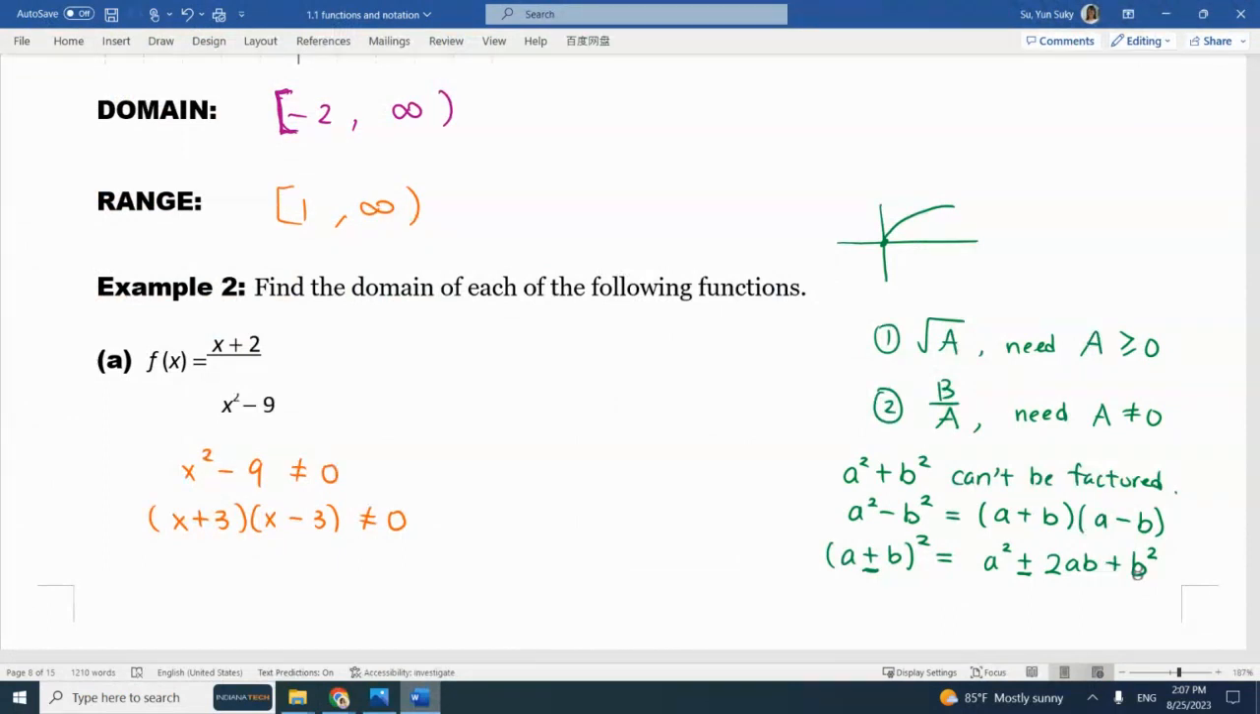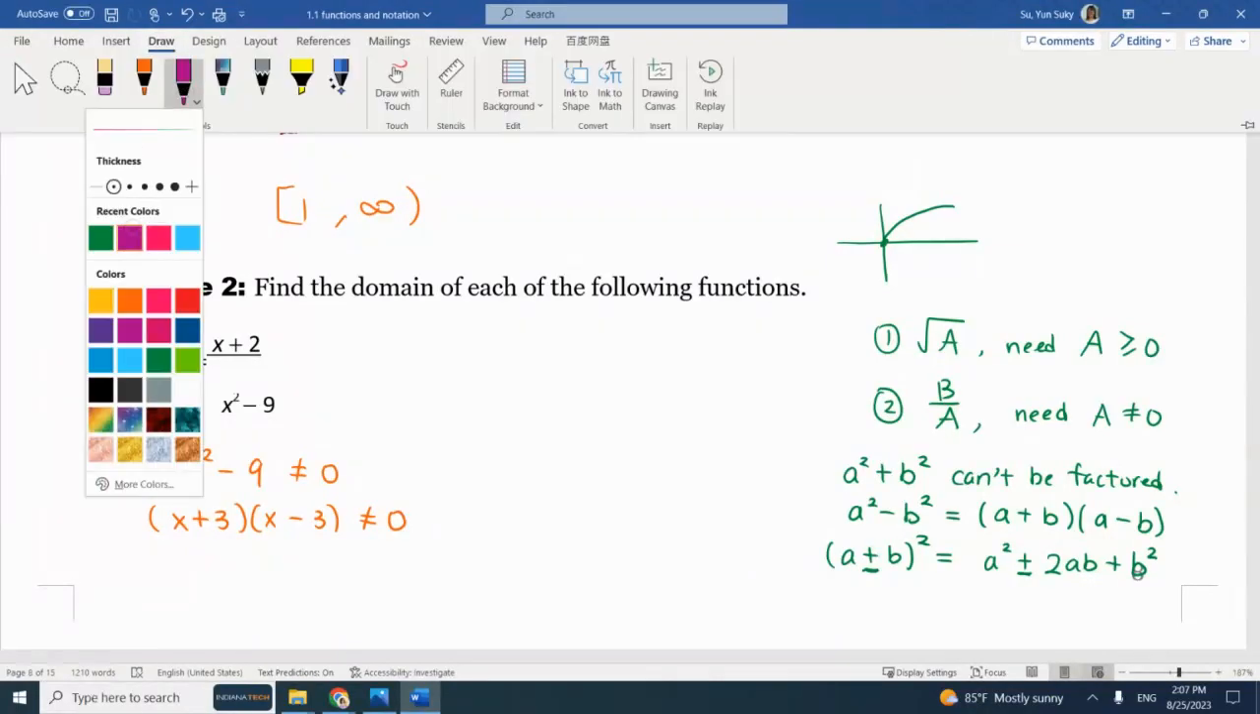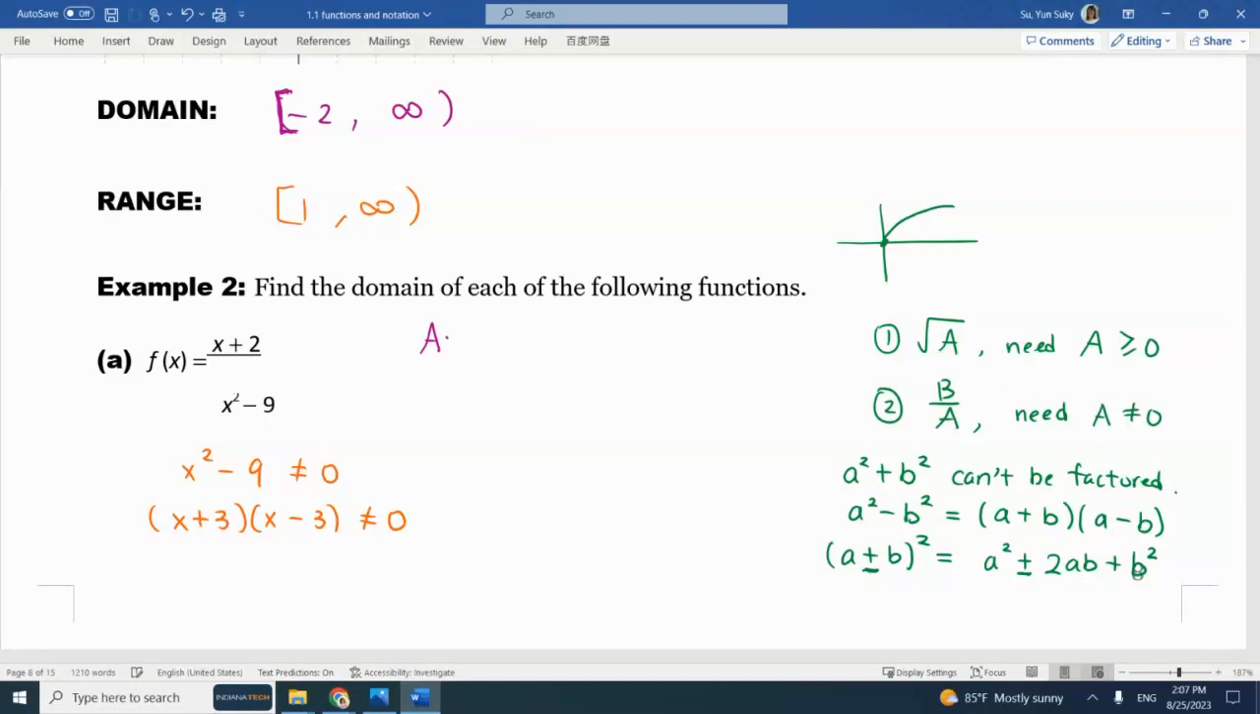Okay, so we got this. The product of these two factors is not 0. When you work with an equation, it's different than when you work with an inequality. If you have a times b equals 0, this is the same as a equal to 0 or b equal to 0. Do we know that, everybody? But if you have a times b not equal to 0, this is the same as saying a is not equal to 0 and b is not equal to 0.